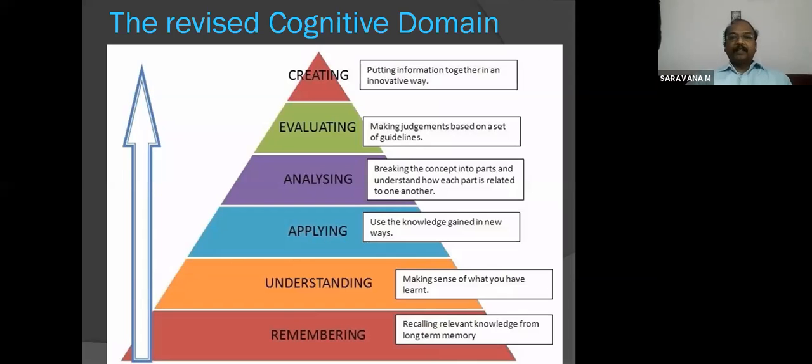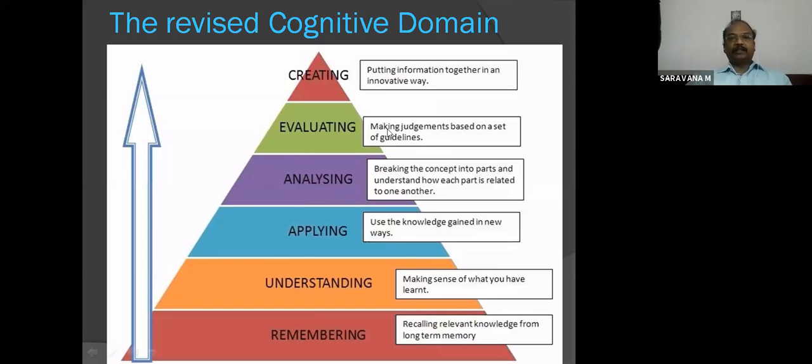And analyzing: breaking the concept into parts and understanding how each part is related to one another. So we have to analyze. A trainee or any learner who learned something has to apply it, then should analyze it properly. That has to be broken into small pieces, and every piece should be analyzed properly. Why this is required, why that is required, like that. So that is called analyzing. So analyzing means breaking the concept into parts and understanding how each part is related to one another. That is analyzing.